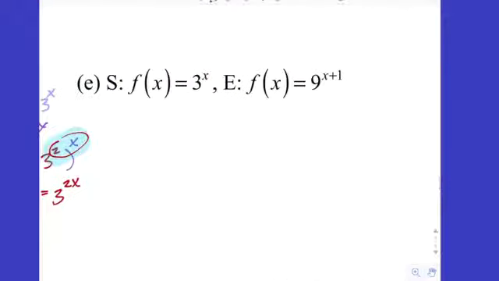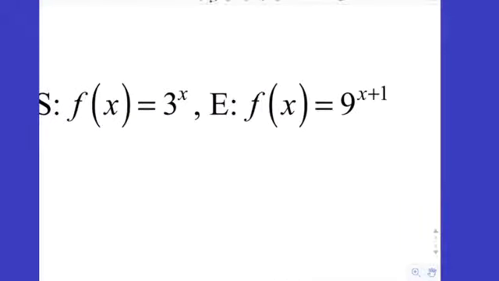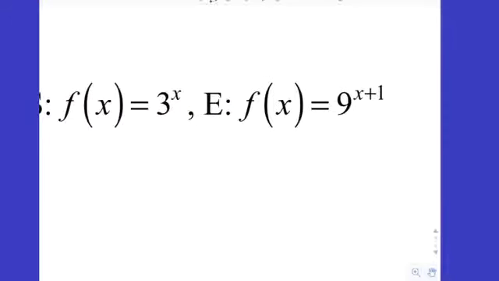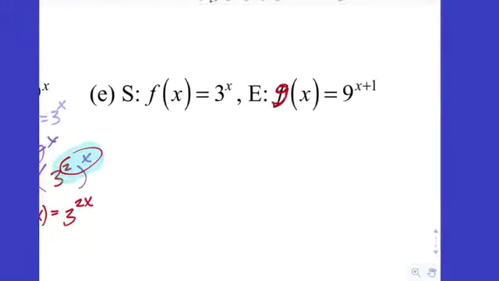All right, now the next one. Let's rename that the ending one g of x. I forgot to change that one. So we're starting with 3 to the x, and now we're going to 9 to the x plus first power. All right, so what we're going to do is we're trying to make it steeper from base 3 to base 9, but we also want to shift it left 1 unit ultimately on the graph of 9.